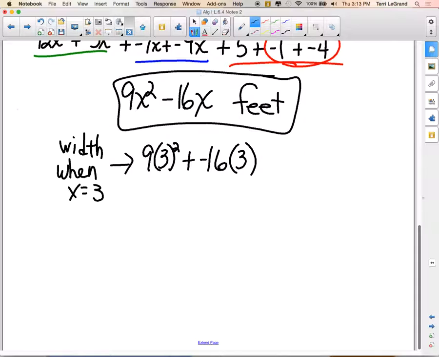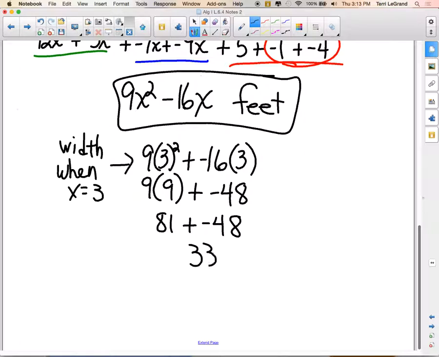Order of operations says do what first? The exponents first, not the 9 times 3, but 3 times 3, which is 9, right? 3 squared. And then what's negative 16 times 3? Negative 48. 9 times 9? 81. 33. 33 what? Feet.